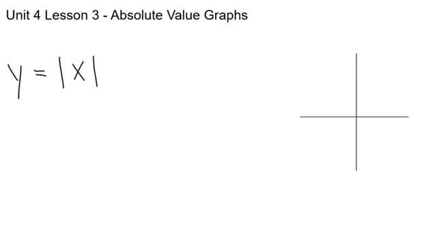Today we're going to graph absolute value functions. And so we're going to start by just graphing y equals absolute value of x. And as long as you need to graph something on a two-dimensional window, a valid strategy for graphing it is going to be to make a table of values, plot some points, and connect the dots.